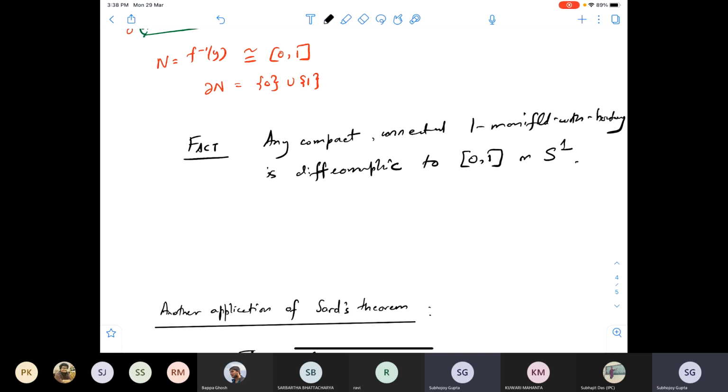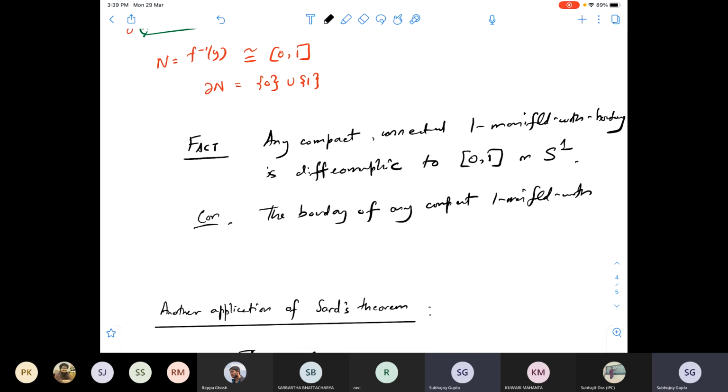So it turns out that up to diffeomorphism, there are only these 2 examples of a compact connected manifold with boundary. Of course, you can take disjoint unions of these, and they are also going to be a compact one manifold with boundary. And one consequence of this is that the boundary of any compact one manifold with boundary, where I don't assume connectedness, is a finite set of points, and there are an even number of points.